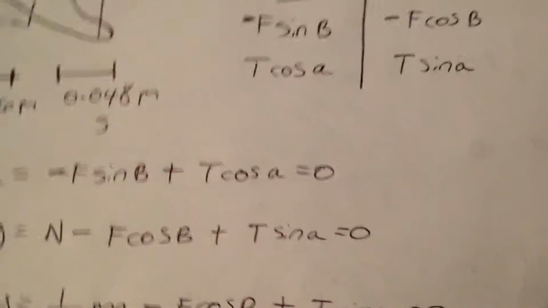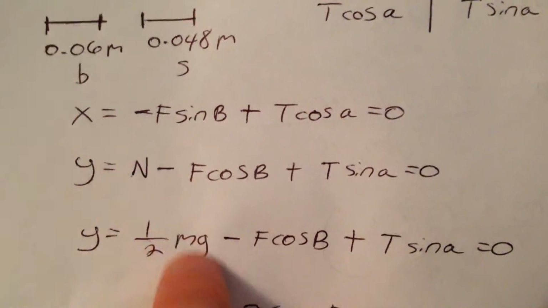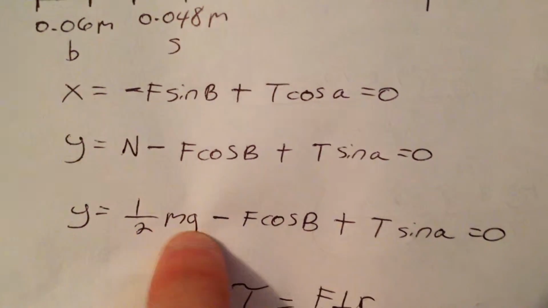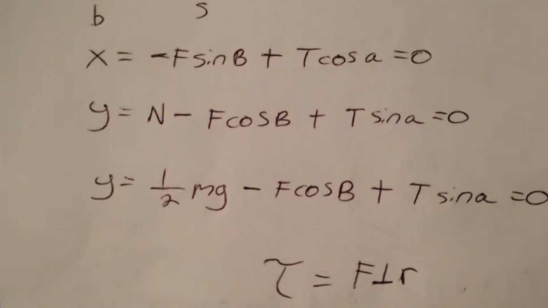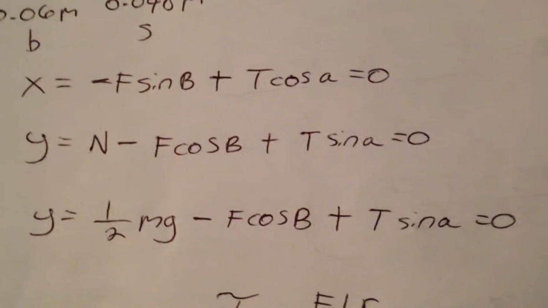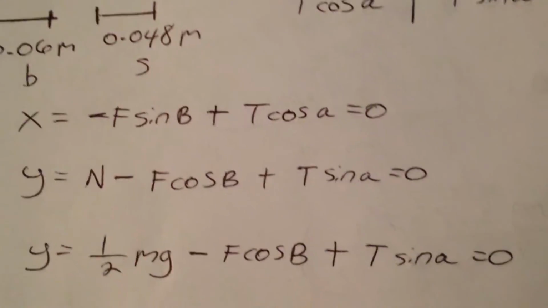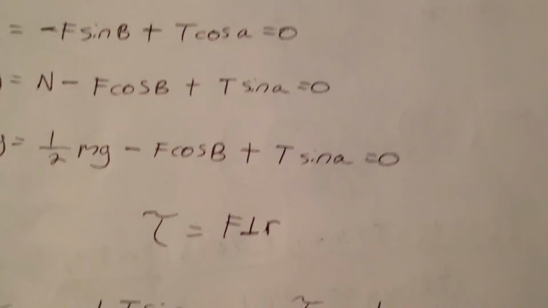So now I'll put it in these equations. For y, I expanded the N into a half mg because the weight is distributed evenly on both feet. So that means half of the weight is on one foot, the other half on the other. So that's why it's a half mg.